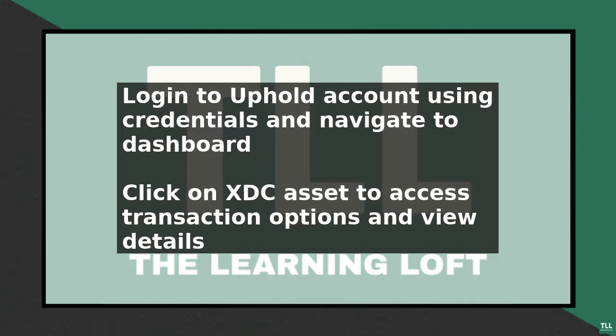To send XDC from Uphold to a wallet, start by logging into your Uphold account using your credentials. Once you are logged in, navigate to the dashboard where you can view all your assets, including XDC. Click on the XDC asset to access the transaction options. Next, click on the Send option to initiate the transfer process.